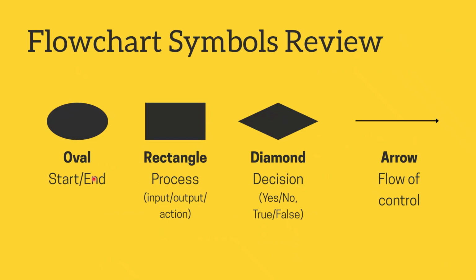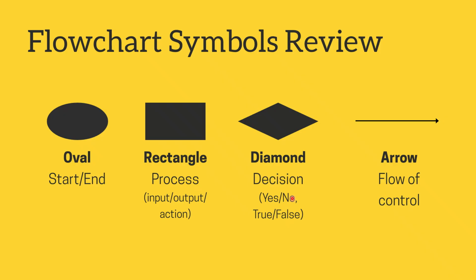So again, this is just a little review of the symbols that you're going to be using with your flowchart. An oval would be your start and your end point. Rectangles are going to represent the different processes. So this is going to be your input, your output, and any action that's taken. Your diamonds, remember, these are your decisions. This is the yes or the no, or the true or false. And then, of course, the arrow is going to show the flow of control. This is what's going to connect all of the steps. And remember, with the diamond, this is more or less the if else.